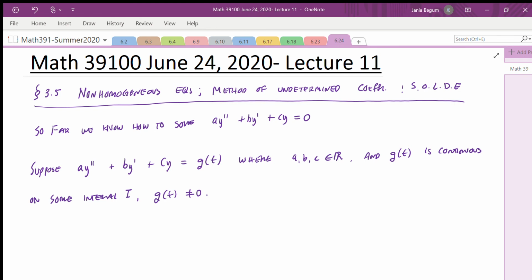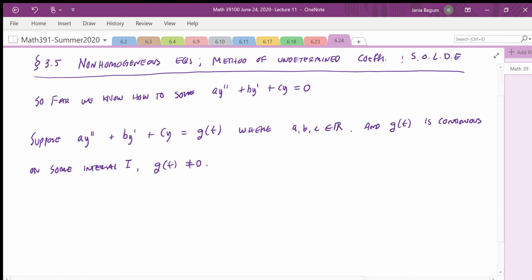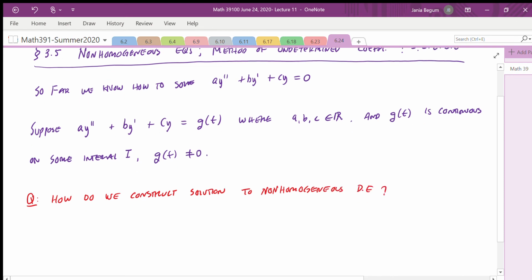So here's the big question. I always like to put a big question. The big question is, how do we construct a solution to a non-homogeneous differential equation?